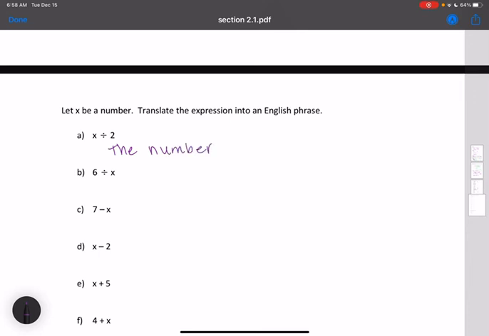And then divided by 2. And that's the simplest way I can think to write that one. Of course, there would be lots of different options, but I like that one. What do you think about B? Let's just do the same thing. Let's just go with 6 divided by the number.